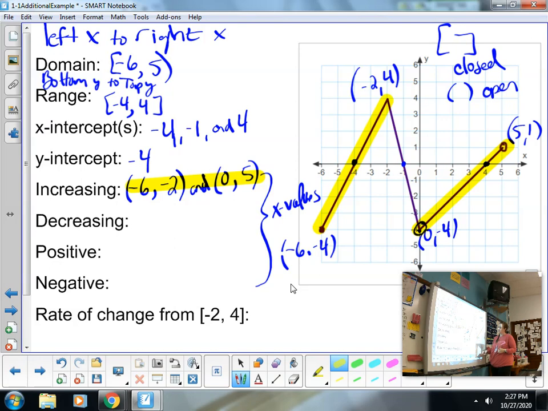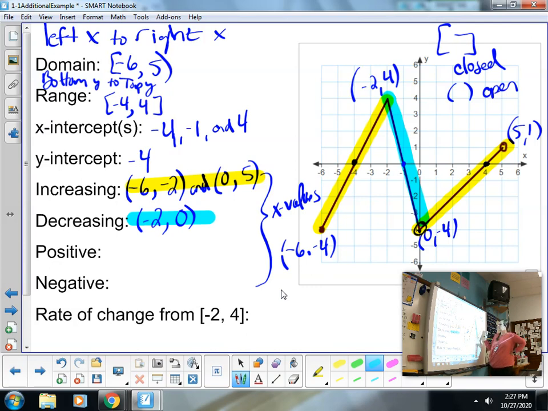Decreasing is where your line is going down. There's one section here in the middle where our line is going down. The x value that it starts at is -2, and the x value that it stops decreasing at is 0. And for this particular question, there is only one place where it is decreasing. So increasing has a positive slope, it's going up. Decreasing has a negative slope, it's going down.